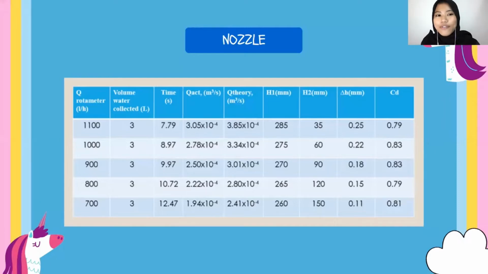Okay, so here as you can see, we have the data for the nozzle. At the table we have the flow rate for the rotameter in column number 1. We also got the volume of water collected in liter, time in second, Q actual, Q theory, and height 1, which is also the differential height. And lastly, we have the discharge coefficient. As we calculated, we got the data as shown here.